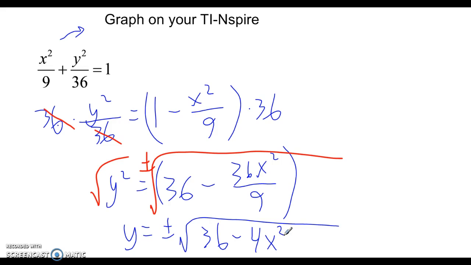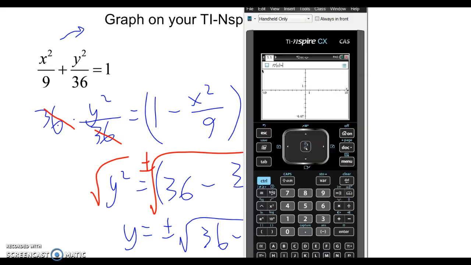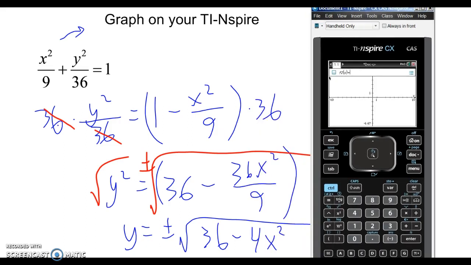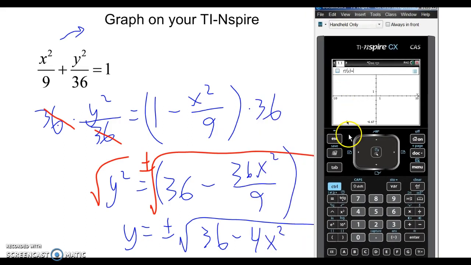And so you're going to graph that in your TI Inspire. So let's see how to do that. So get your TI Inspire out, and we're going to graph the square root of 36 minus 4x squared. You can see that's half the ellipse.